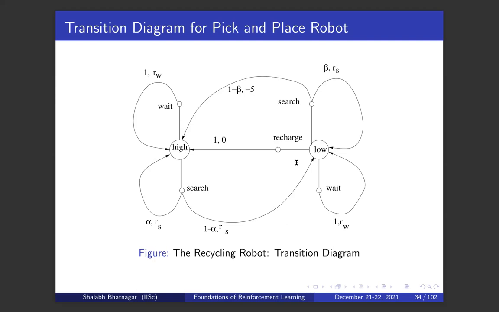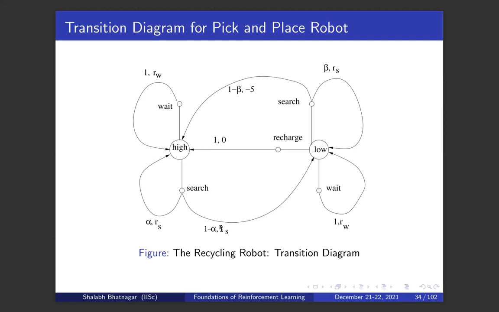Here is a transition diagram for this robot. So let's say these are two states denoted by these circles, high and low. And the actions that are feasible in these states are the wait action, which means it stands in a corner waiting for people to drop cans, or it can do a search action. Let's assume for simplicity that if it decides to wait, then with probability 1, it will continue to be in the high state. And the reward it receives is R W. On the other hand, if it decides to search, then with probability alpha, it goes back into the high state. And with probability 1 minus alpha, it goes into the low state. The reward in either case is R search.